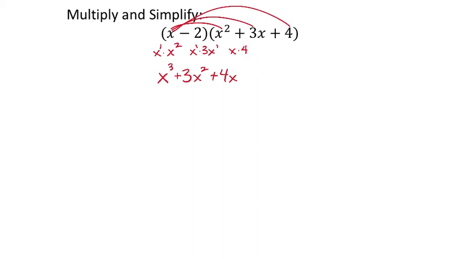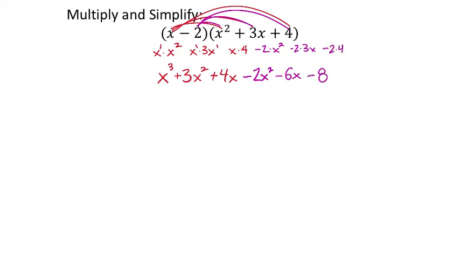I'm going to show the second distribution a little differently. I'm going to show it above. It does get a little cluttered, but it's still pretty. So next up, I've got negative 2 times the x squared, so that's negative 2x squared. And then negative 2 times the 3x, which would be negative 6x. And then negative 2 times positive 4, which is negative 8.